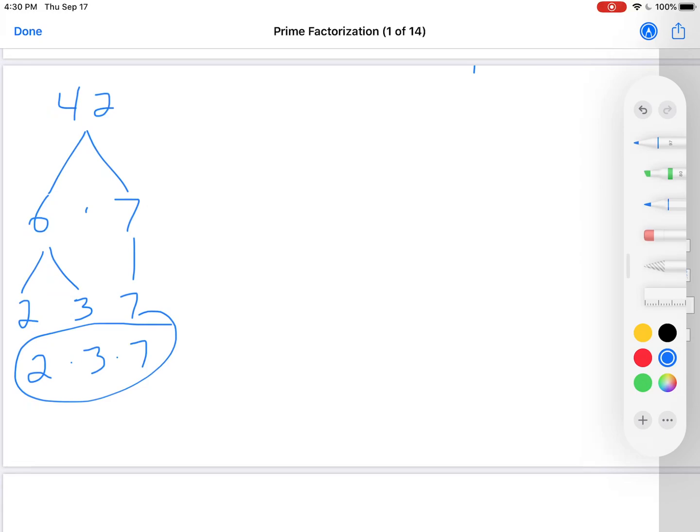When you're doing your work on prime factorization, make sure to write it in order from least to greatest, put multiplication symbols between them, and circle it to say that's the answer, that's the prime factorization.